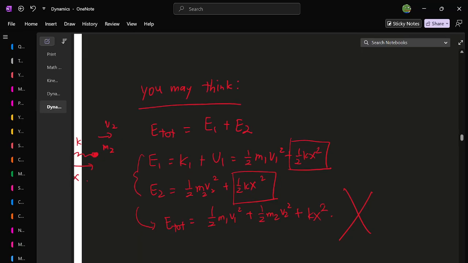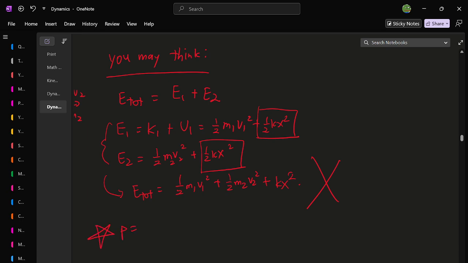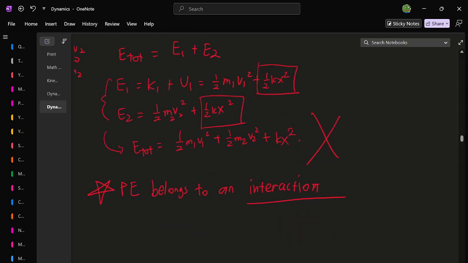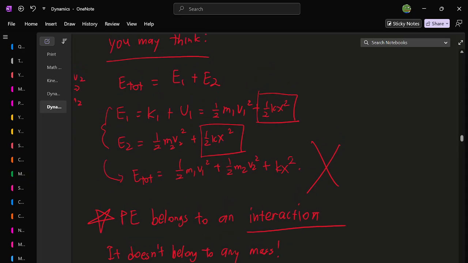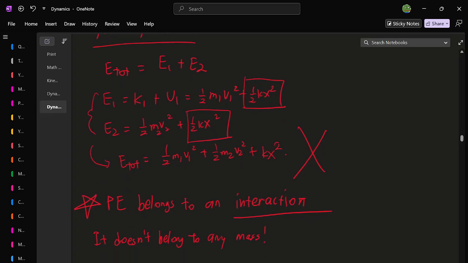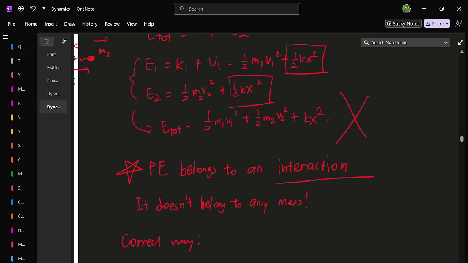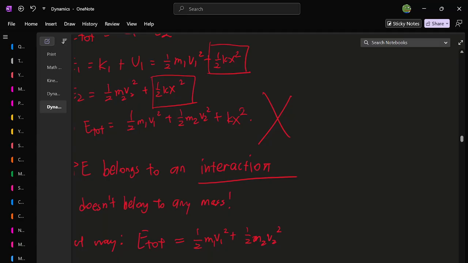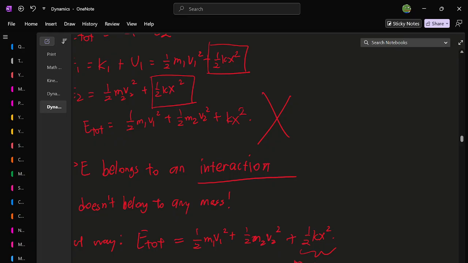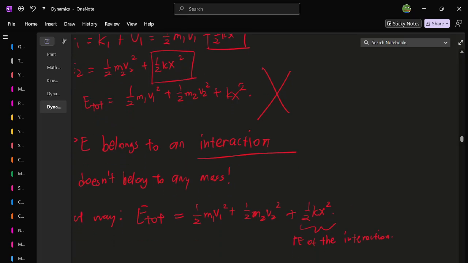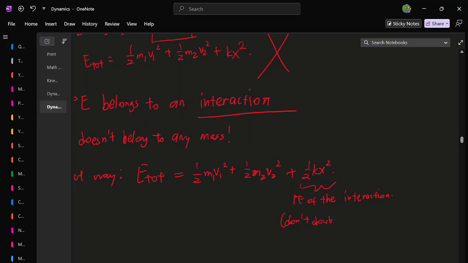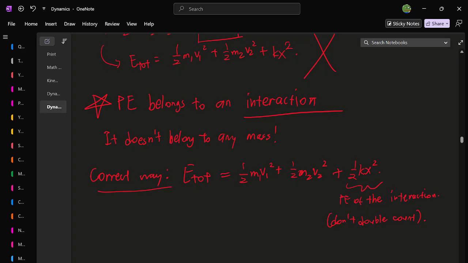So what do I mean by double count? Well, the subtle thing is that potential energy belongs to an interaction. It doesn't belong to any specific mass. So it is actually incorrect for you to say that E1 equals this and E2 equals this, and then sum them together. Instead, the correct way is to just sum up the kinetic energies because these are truly independent of each other, and then add the potential energy of the interaction. So you don't double count in this case. This is the correct way of expressing the total energy.